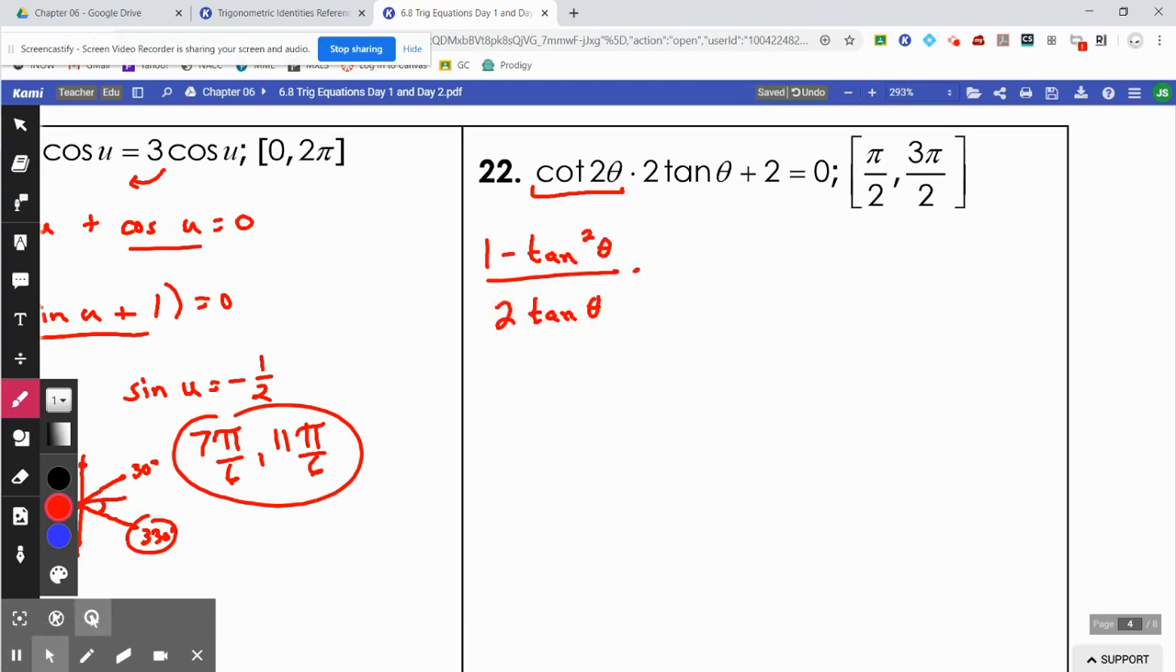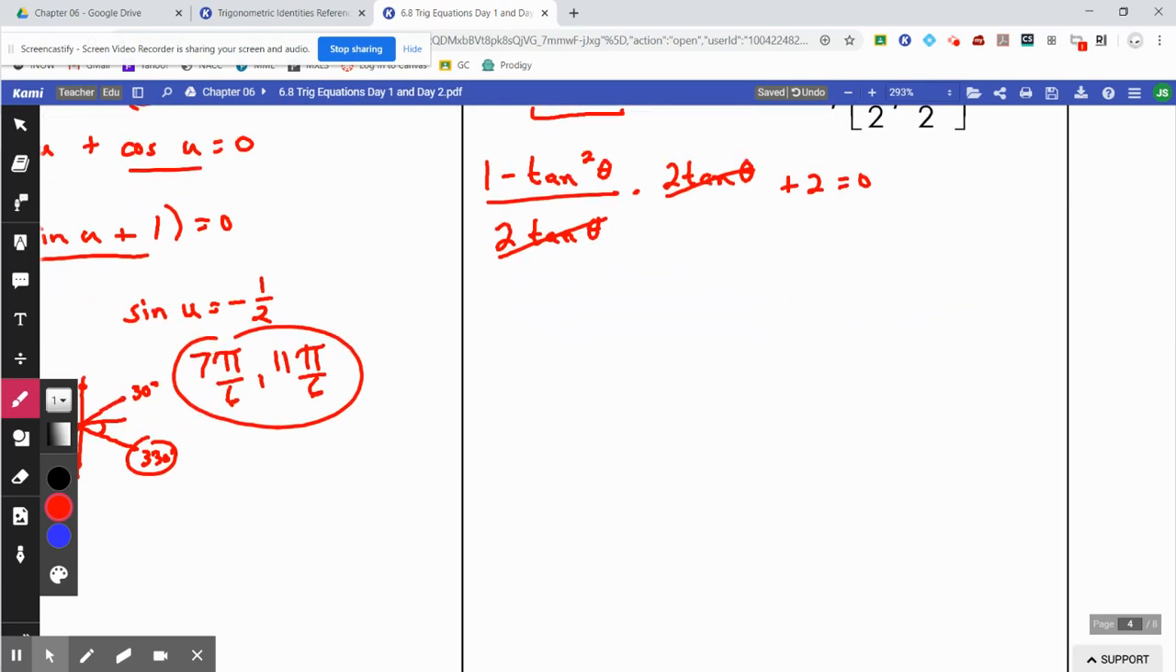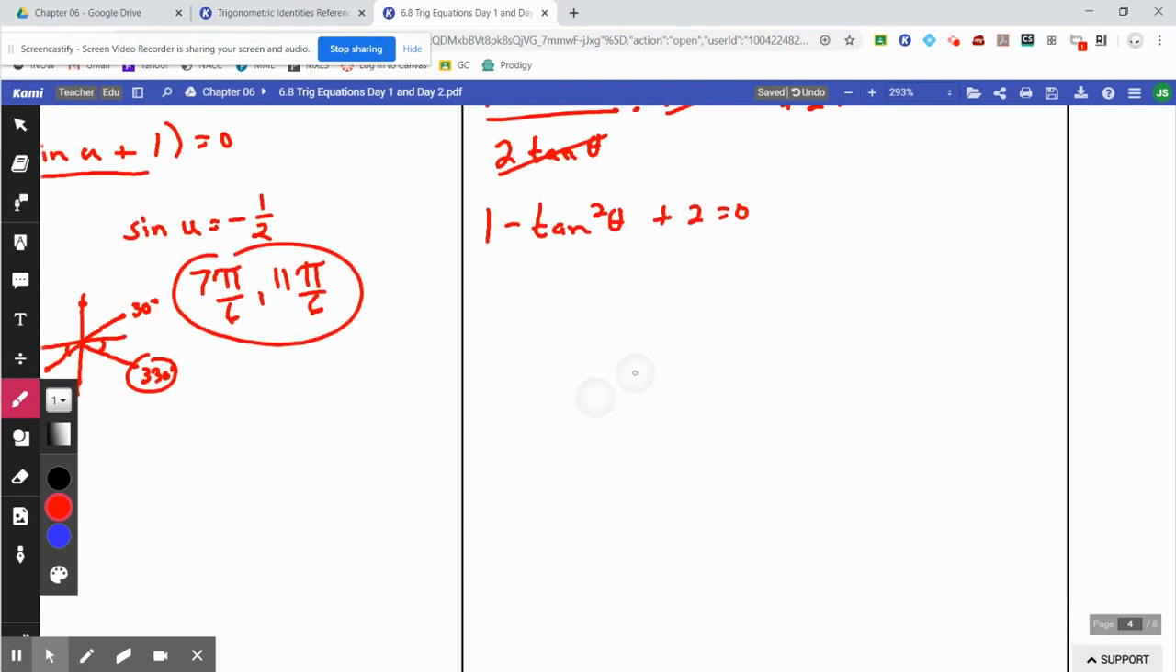And now we have times 2 tan theta. Now notice what happens with this problem. Those actually cancel each other out. And then plus 2 is equal to 0. So I now am left with 1 minus tan squared theta plus 2 is equal to 0. Combine all your like terms. These do combine, so I have 3 minus tan squared theta. Now I'm going to move my tan squared over here and isolate it, and that gives me 3 equals tan squared theta.